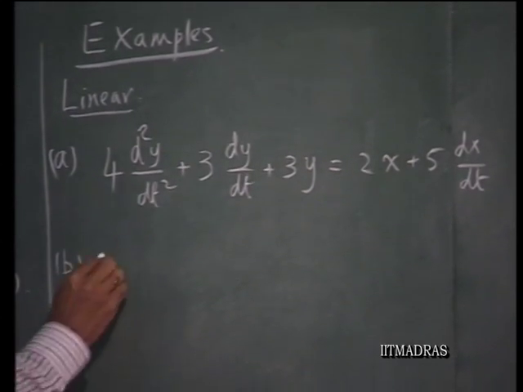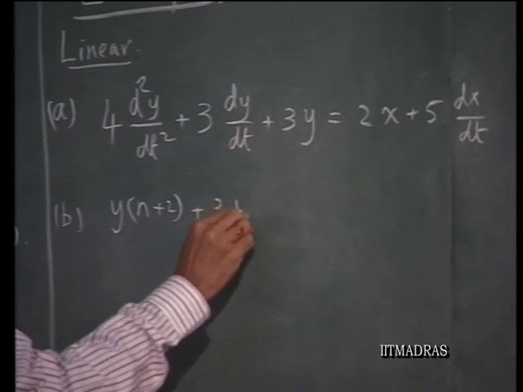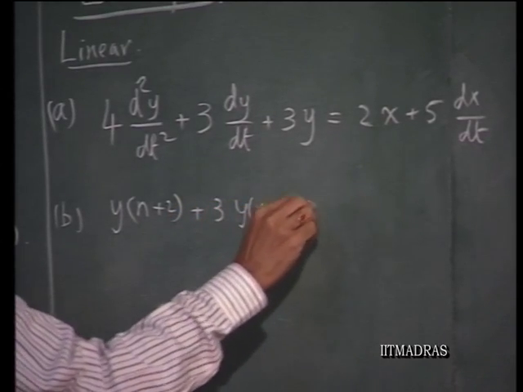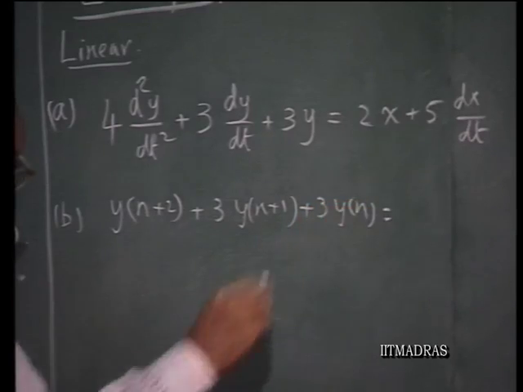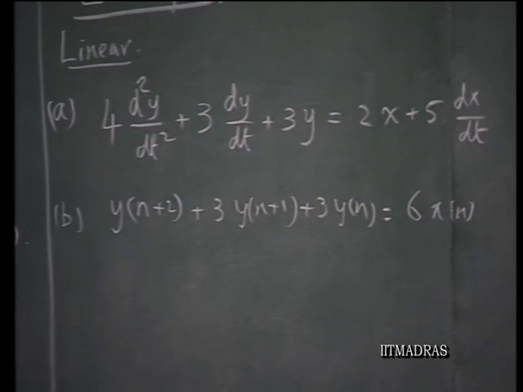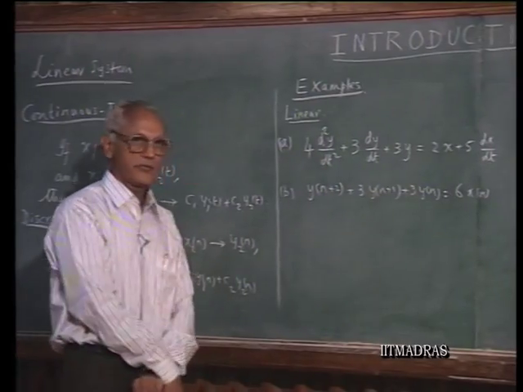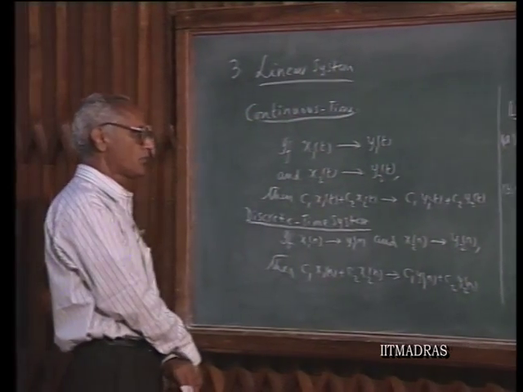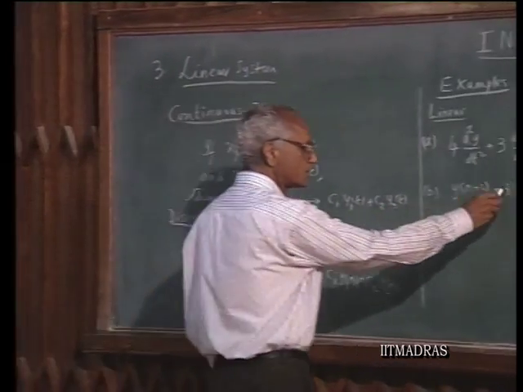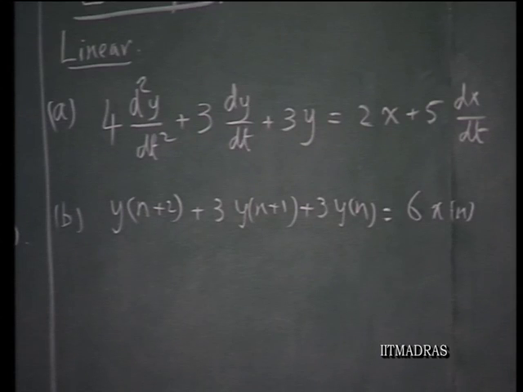B: y of n plus 2 plus 3y of n plus 1 plus 3yn, let us say, is 6xn. This is an example of the system equation characterizing a discrete time system which is linear. Again, the coefficients of the various output terms and the input terms are constants, and therefore, this is again a linear difference equation with constant coefficients. So, this is a characteristic of a linear discrete time system.